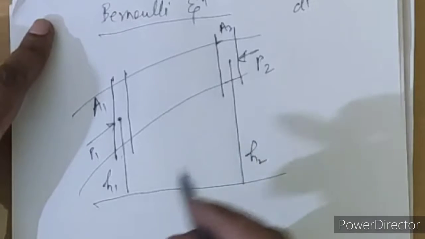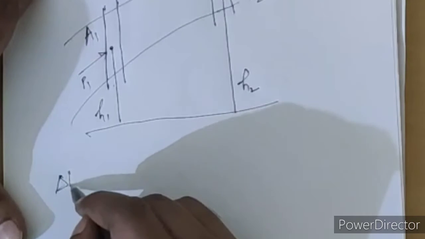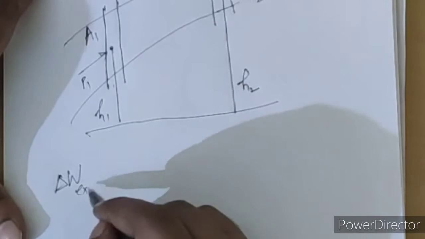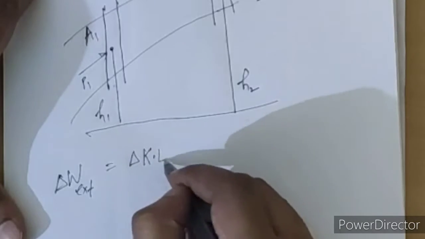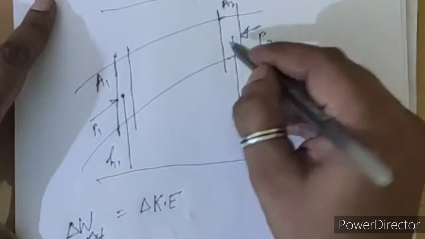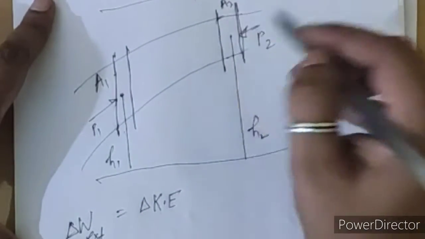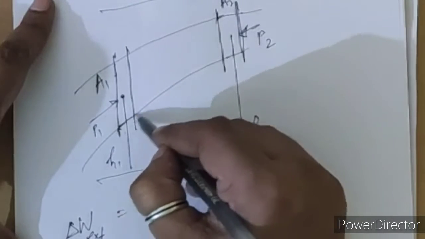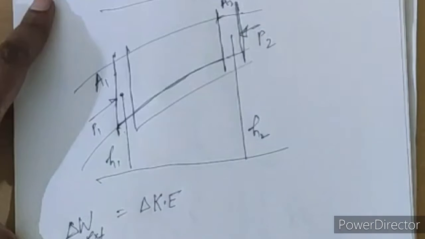So we will use the work energy theorem, which basically says the external work done is equal to change in kinetic energy of the system. So our system is from this position to this position, which has moved from here to here. So basically this portion has moved to here.